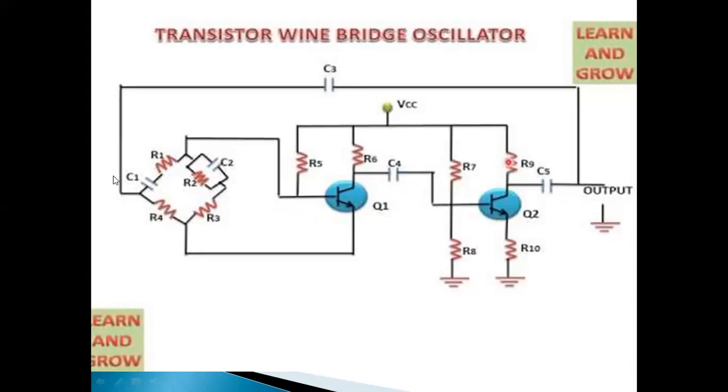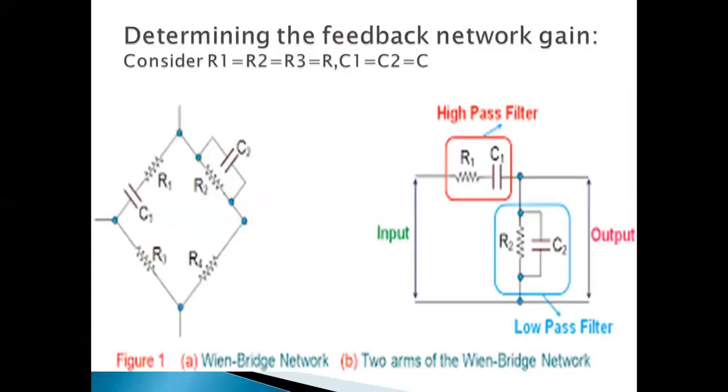So this is the lead lag network. This is the lead lag network. And for the feedback network, input is V naught of S and output is VF of S. Okay. So then what is beta? So here simply we can say that.